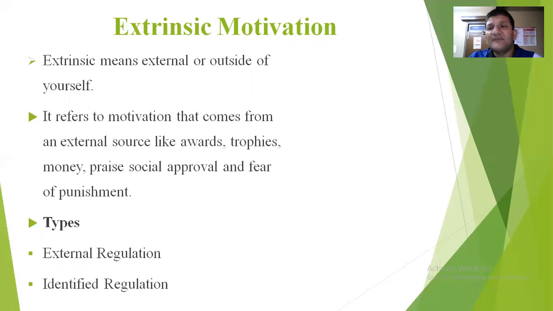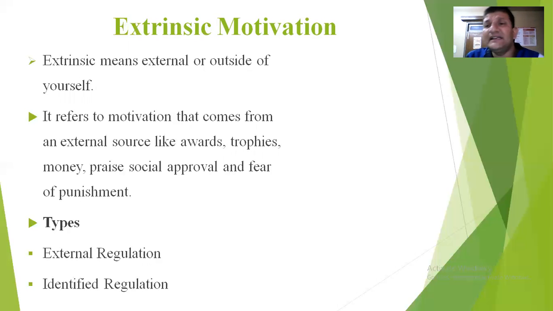The types are, first, external regulation. When there is external regulation, the athlete is performing the activity to gain an external reward. So it is externally regulated. We can say the locus of control for that activity is external to the person, either to gain a reward in terms of monetary gains or in terms of social approval. So that is external regulation.